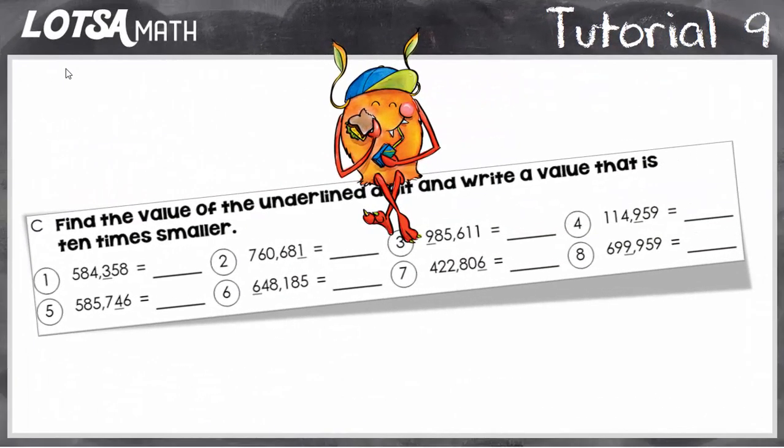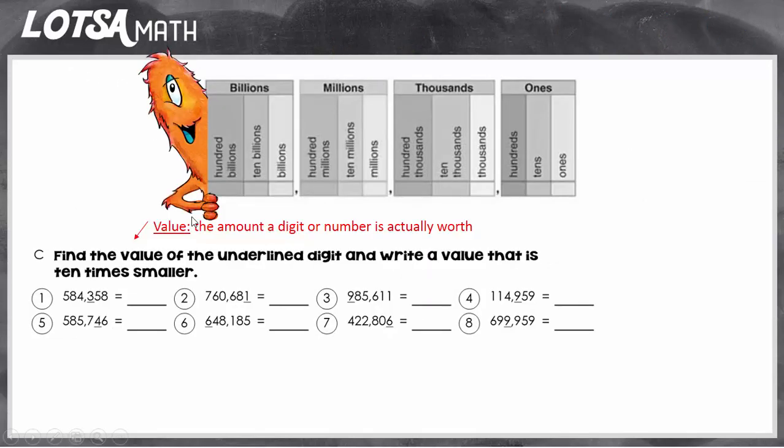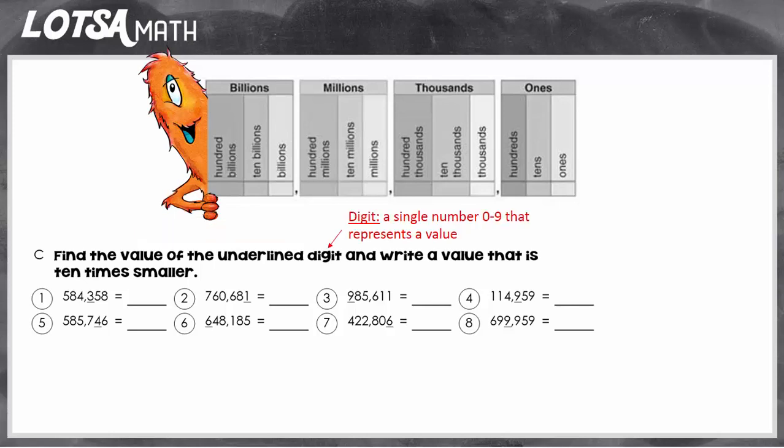For these types of problems, you're going to have to find the value of the underlying digit and write a value that is 10 times smaller. So let's look at those directions. We're going to find the value, and remember the value is the amount the digit or number is actually worth, and a digit is just a single number, 0 through 9, that represents a value. So you're going to find the value of the underlying digit, and then you're going to write a value that's 10 times smaller. And 10 times smaller just means divided by 10.